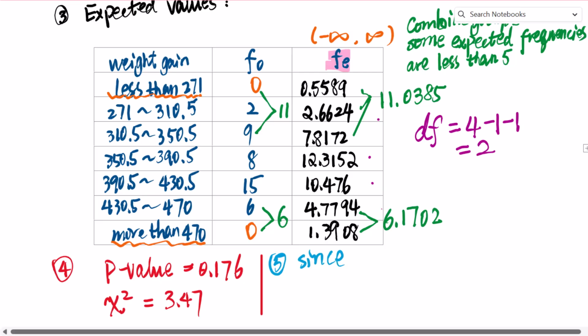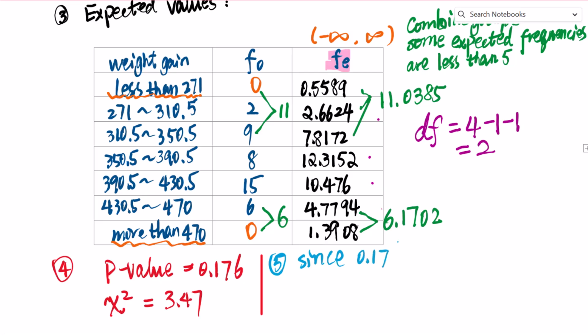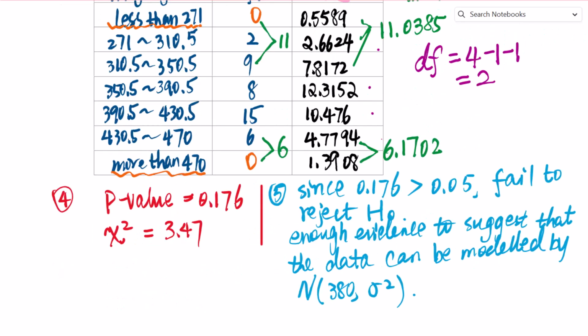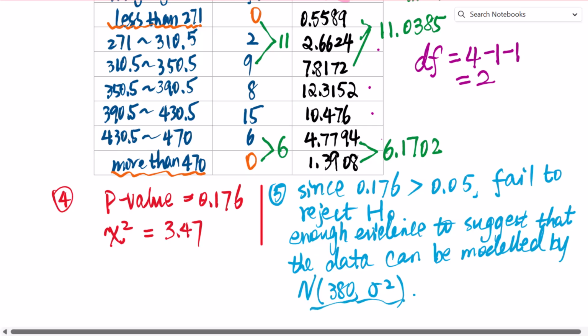Since 0.176 greater than 0.05, fail to reject H0. Enough evidence to suggest that the data can be modeled by this normal distribution.